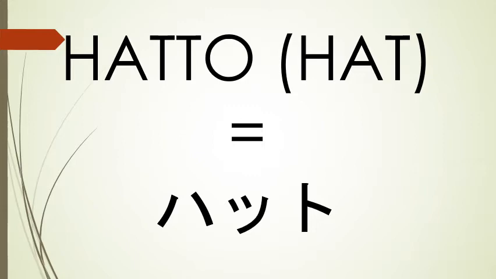So for example, if we look at the word hato, we would write that ha, small tsu, and to. And again, that small tsu represents a short pause. Basically, we have one beat for ha, a one beat pause for that small tsu, and then a one beat for to. So ha, to.